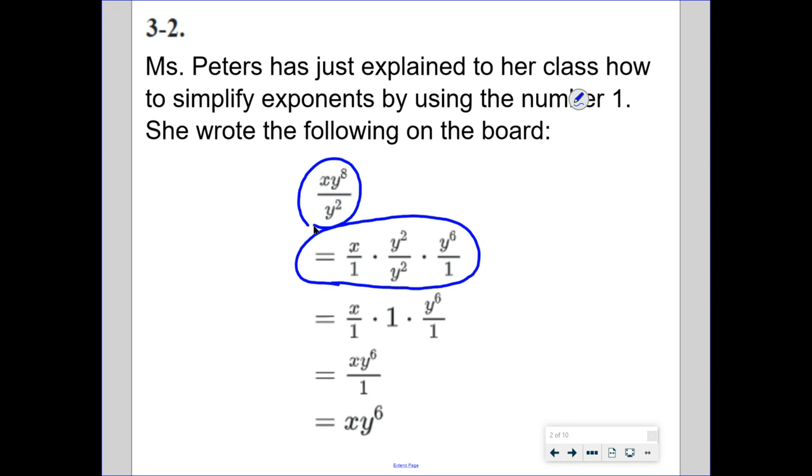Why and how is, what's going on there? And then from there she went to this, and then this, and then her final answer, which is that. The question is, can you figure out what she did and why? So I'm going to pause, again. I want you to pause again, really think about this, and think about the reasoning behind it. Analyze that, and try to figure out what happened. When you're ready and you think you know, unpause it.